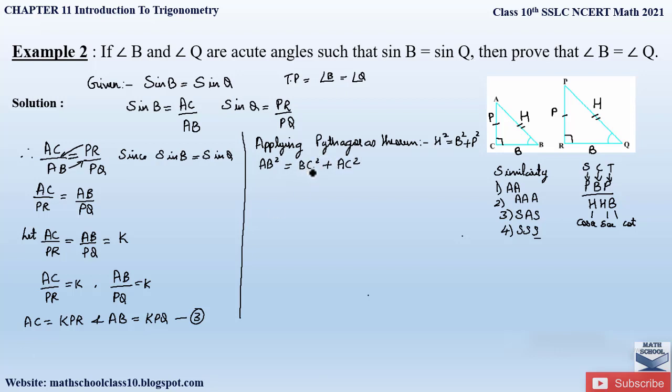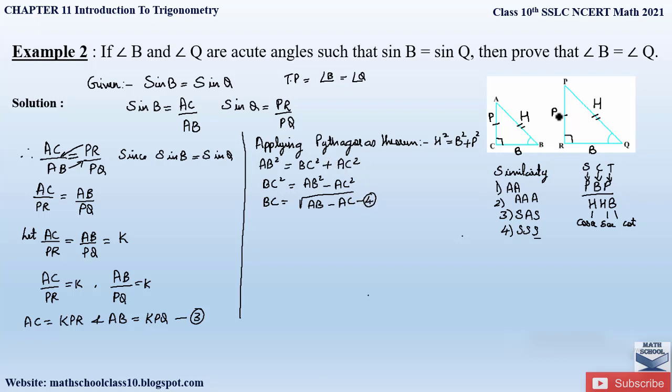Now since we want the value of BC, that is the base value, let us send this AC square to the left hand side. So we get BC square is equal to AB square minus AC square. So the value of BC will be equal to square root of AB square minus AC square. Let us take this as equation number 4.